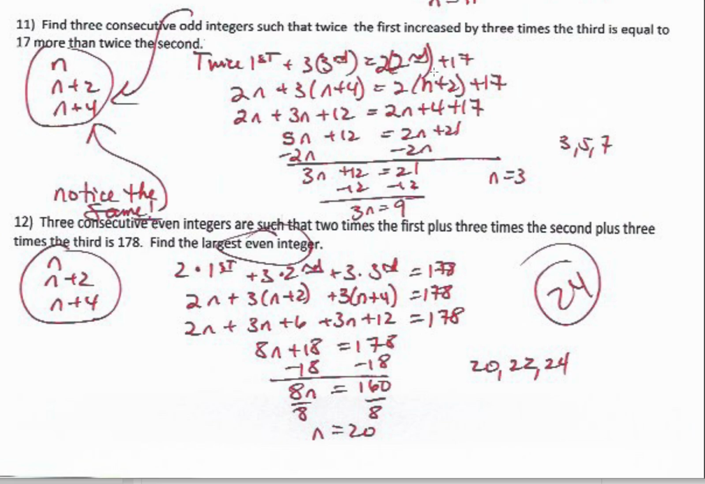So I always like to write that phraseology out and then just follow it step by step. Twice the first, that's 2n. 3 times the third is 3 times n plus 4. Twice the second is 2 times n plus 2. And then 17 more than that, plus 17.